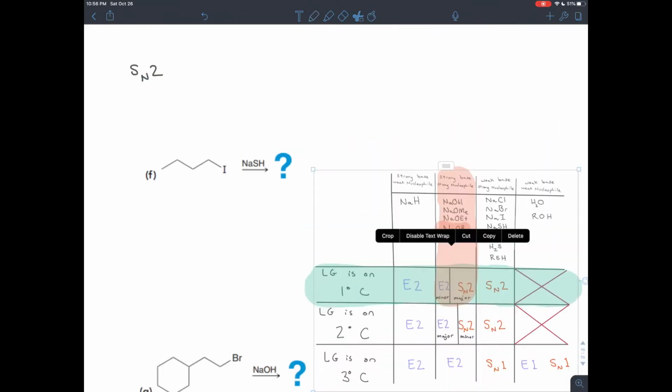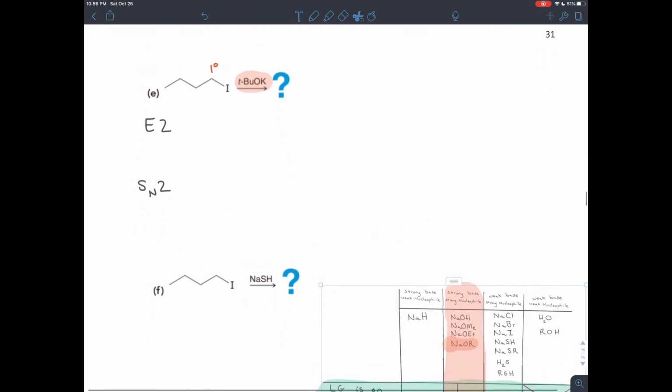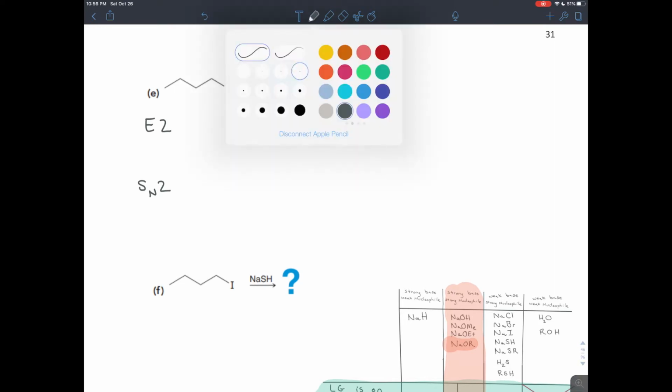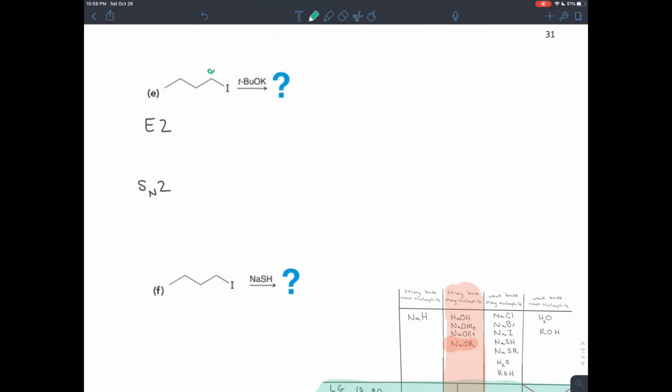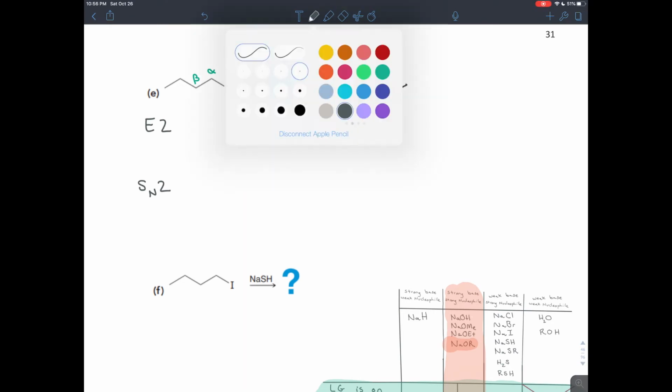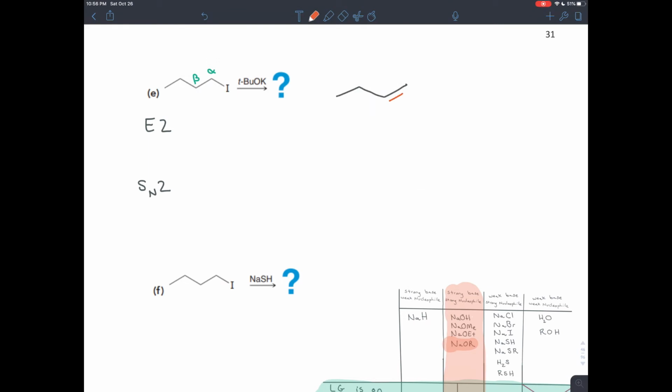Okay, now that we have the mechanisms out of the way, let's see if we can predict which products we'll get through those two mechanisms. First, we can consider the E2 mechanism. Where the leaving group is attached, that's the alpha carbon. The carbon next door to it is the beta carbon. We have only one beta carbon, and so the E2 mechanism will only give us one product. We can only form the pi bond to the beta carbon.